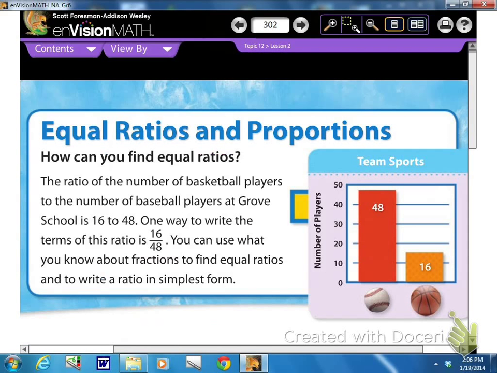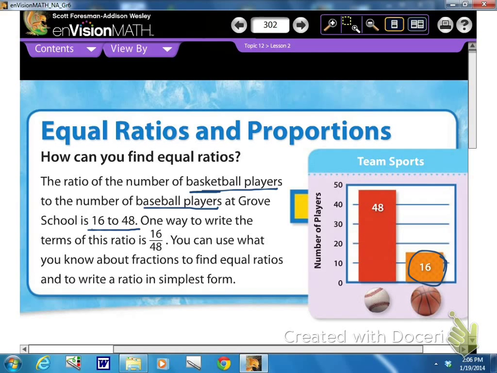Alright, turn to page 302 and let's look at 12-2, equal ratios and proportions. How can you find equal ratios? The ratio of the number of basketball players to the number of baseball players at Grove School is 16 to 48. So notice they have basketball players first, 16, that's why 16's first, and then baseball players second.